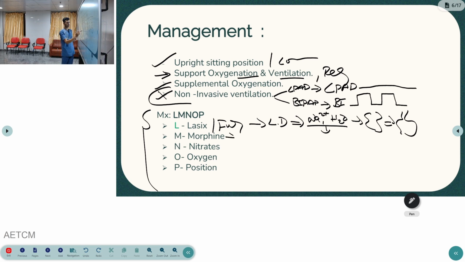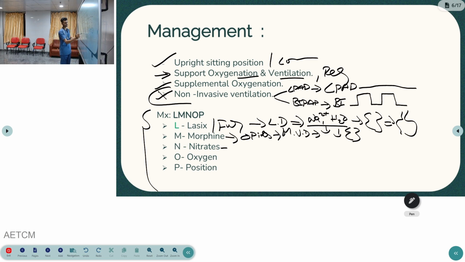Second is morphine. Morphine, we know, is an opioid analgesic. We are using it for analgesic purpose also. At the same time it has a mild vasodilatory effect. Again, it will reduce the cardiac workload by decreasing the preload. That is the other thing.